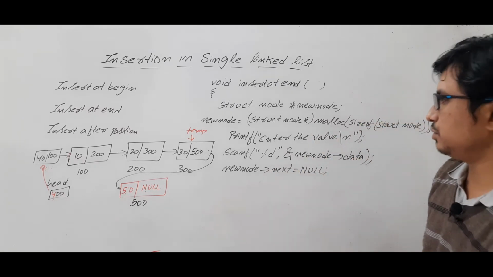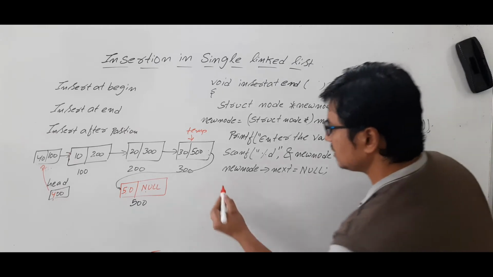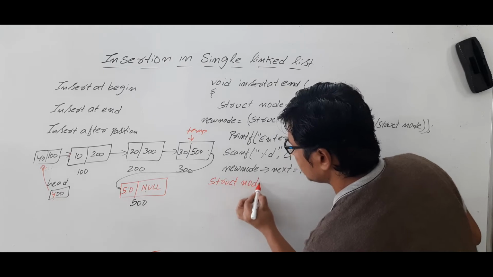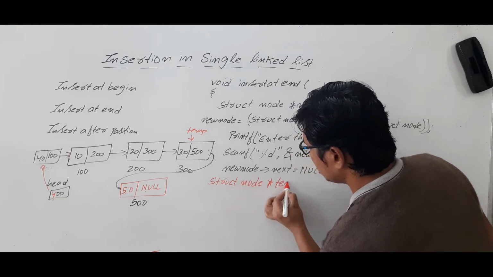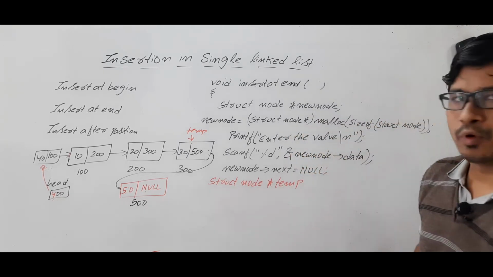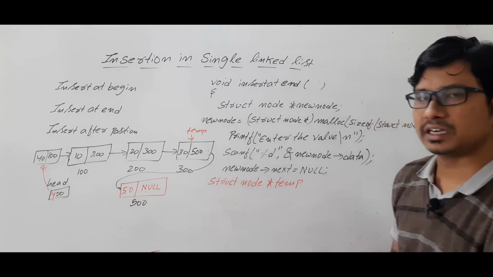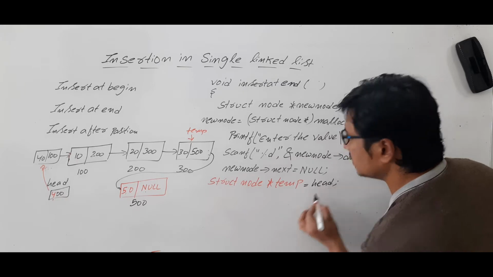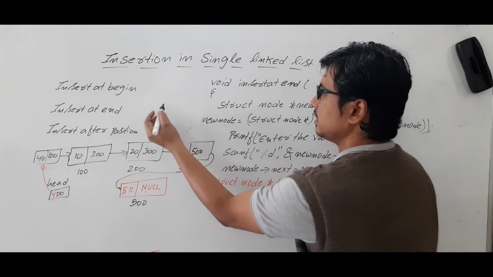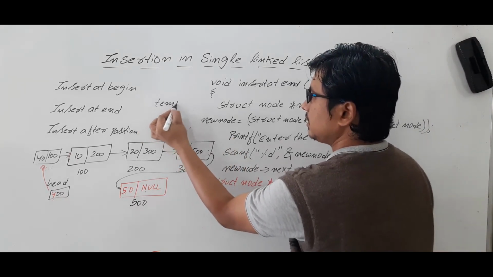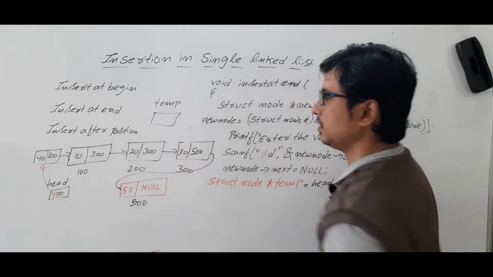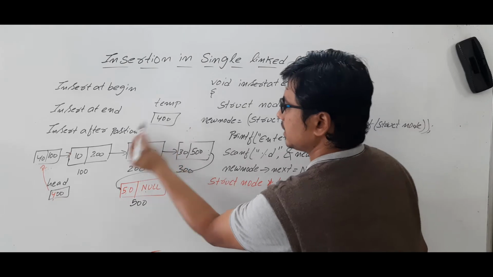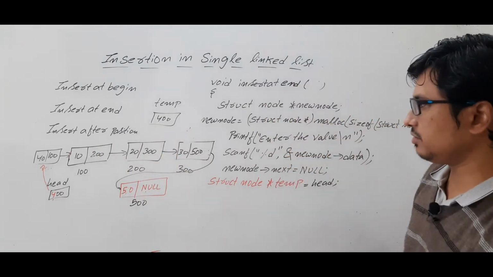Now what you have to do is create a variable, or declare a pointer variable of type struct node, and assign the value which is there in the head. So you have created a temporary variable having 400, because head is having the 400. Is it clear for you?